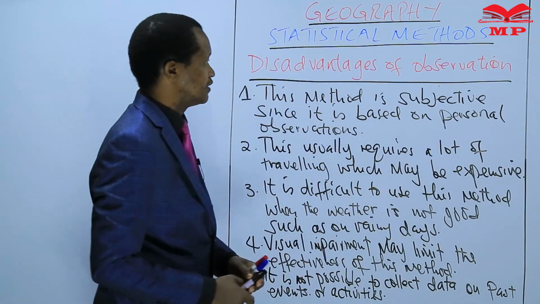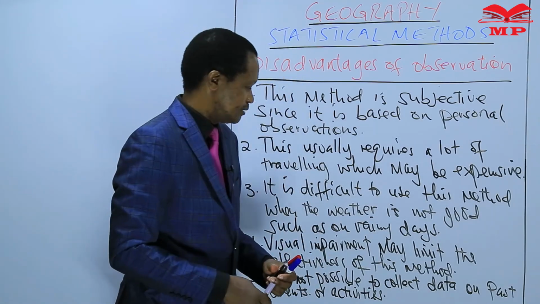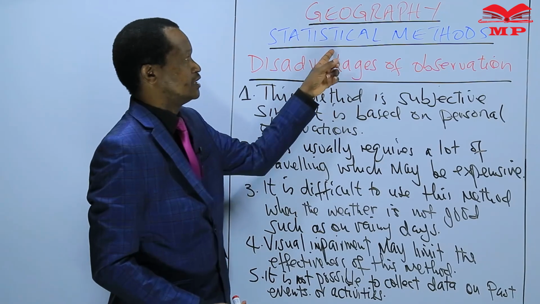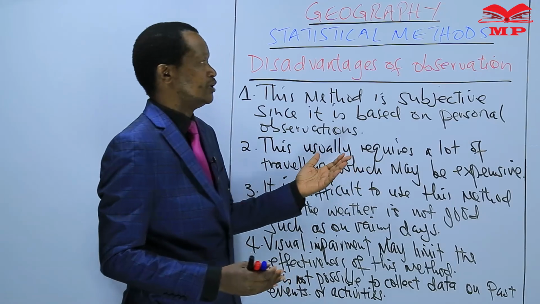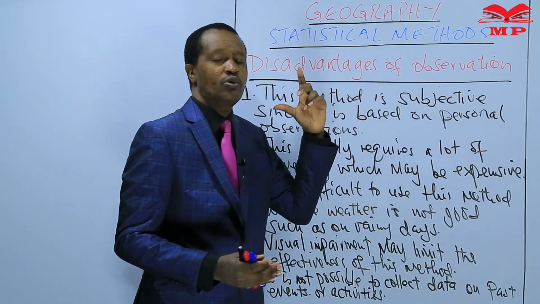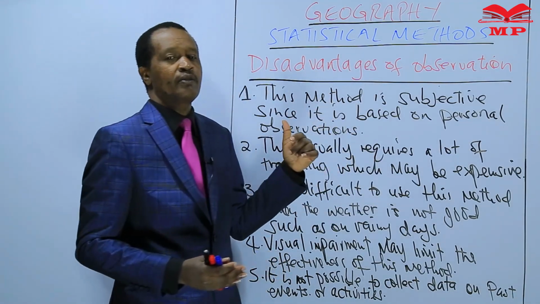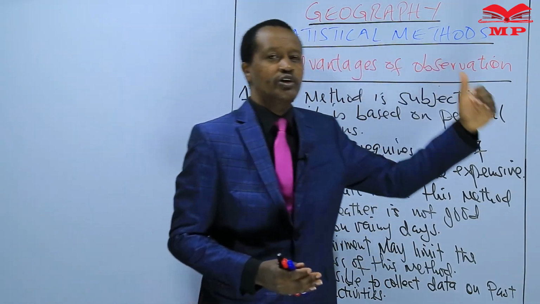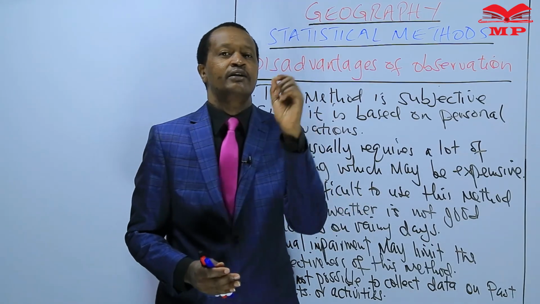So, learners, these are 5 disadvantages of observation, and on that note, we'll come to an end of today's lesson. The topic, statistical methods. The subtopic is methods of collecting data. Today we have considered the disadvantages of observation as one of the methods of collecting data. We had listed 7 methods. In our next lesson, we are going to study another method, which is taking measurements.